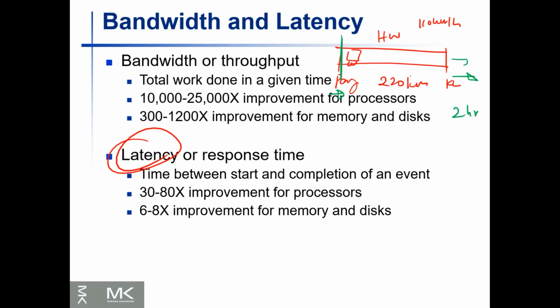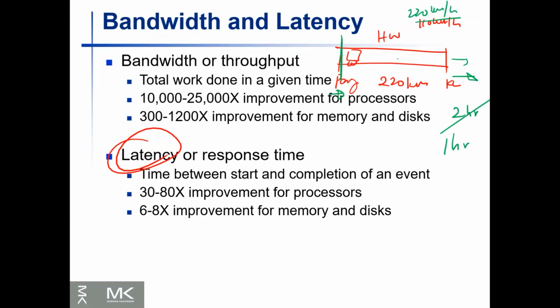Now, how can we improve the latency? We can reduce the latency by driving faster. So if I drive the car at 220 kilometers per hour, then it's just going to take me 1 hour to travel through the highway. So if I can run my CPU at a higher clock rate, 1 gigahertz, now I make it 2 gigahertz, which means things will run 2 times faster. So the latency will become shorter.